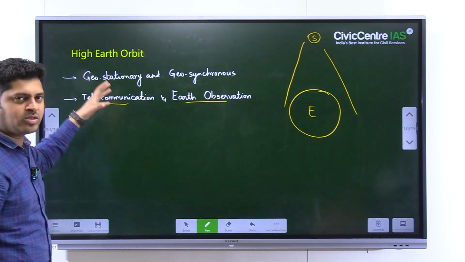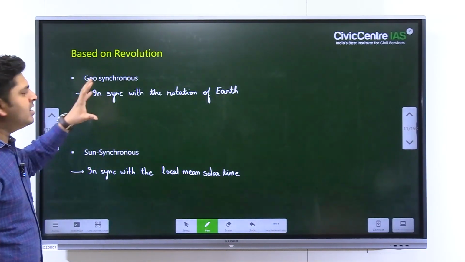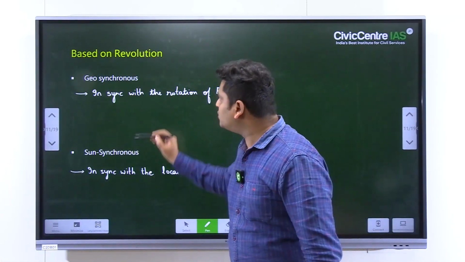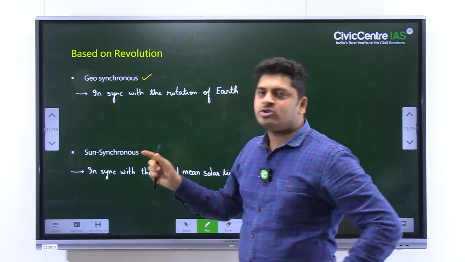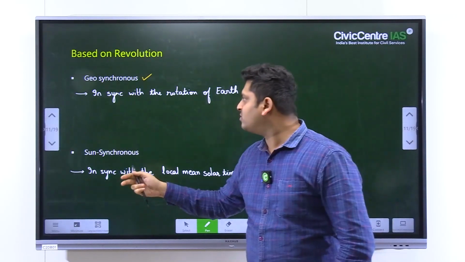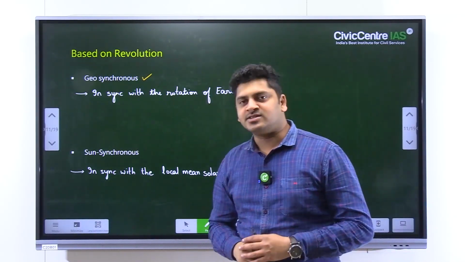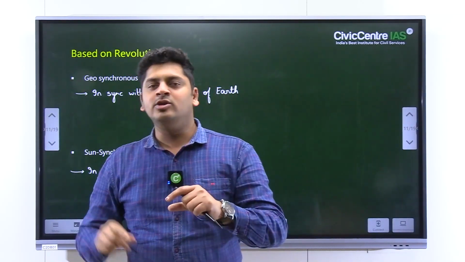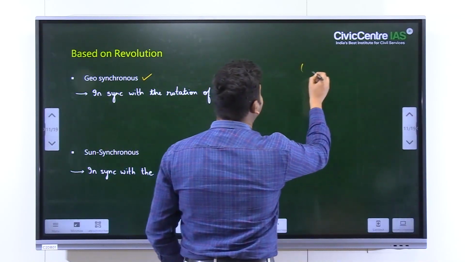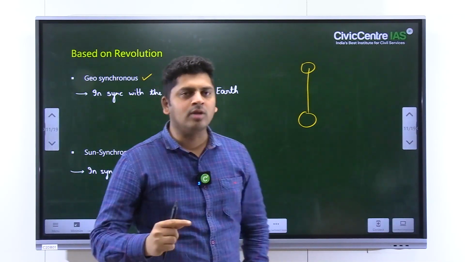Now we have seen the low Earth orbit, mid Earth orbit and high Earth orbits. Coming to the types based on revolution, we have two types of orbits, the first being geosynchronous. In geosynchronous orbits, the rotation of the satellite is in sync with the rotation of the Earth. In simple words, the revolution of the satellite around the Earth, the angle of inclination between the Earth and the satellite, is going to be the same at all times.